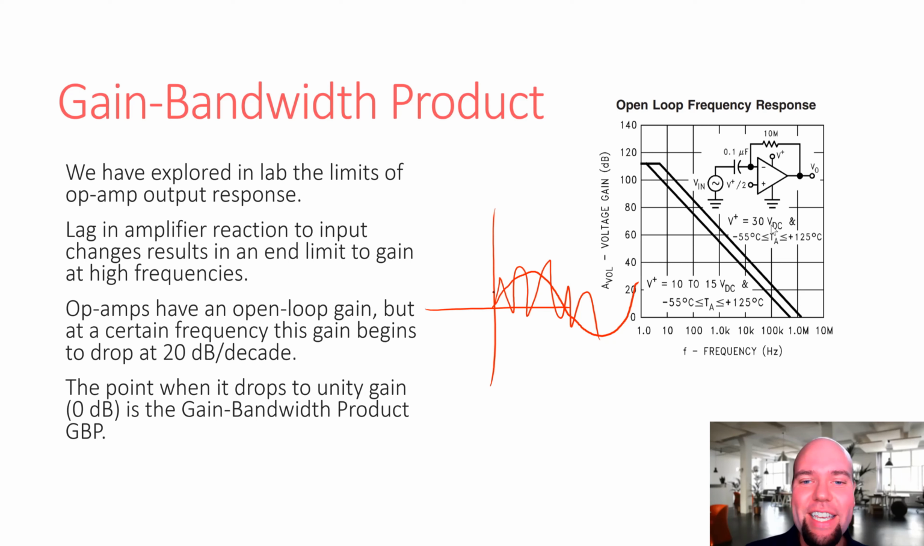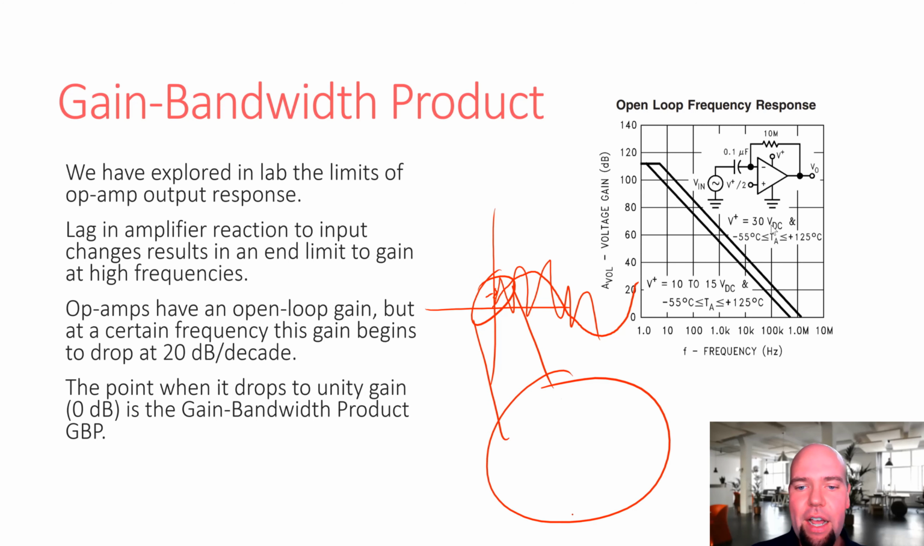At a high enough frequency, that slope, if you zoom in, is going to be steeper than that maximum slope, the slew rate that you found earlier. And that's ultimately the source of the frequency limitation.